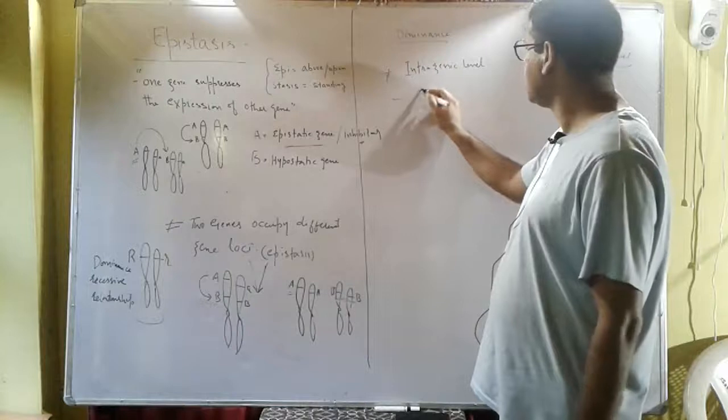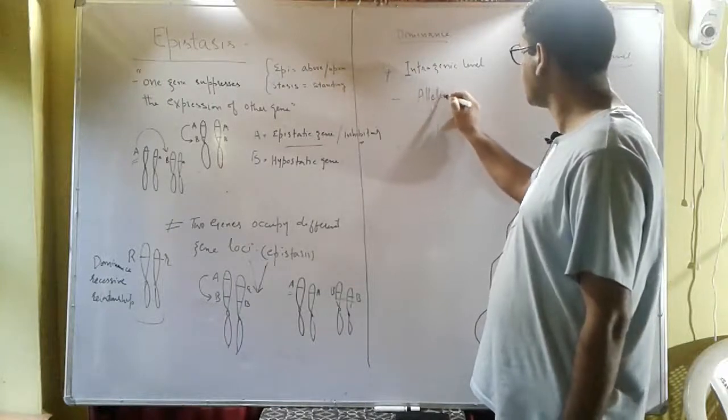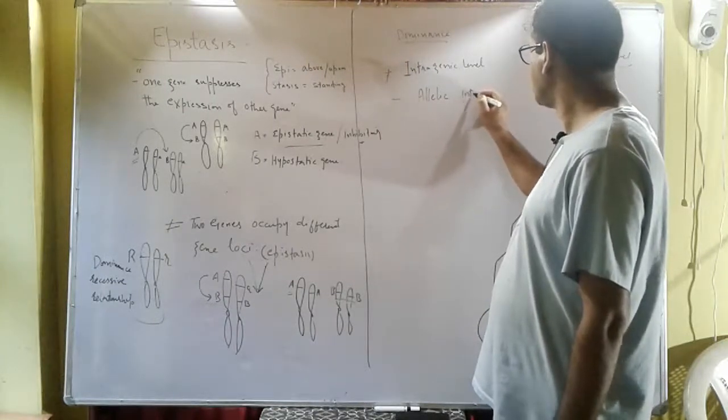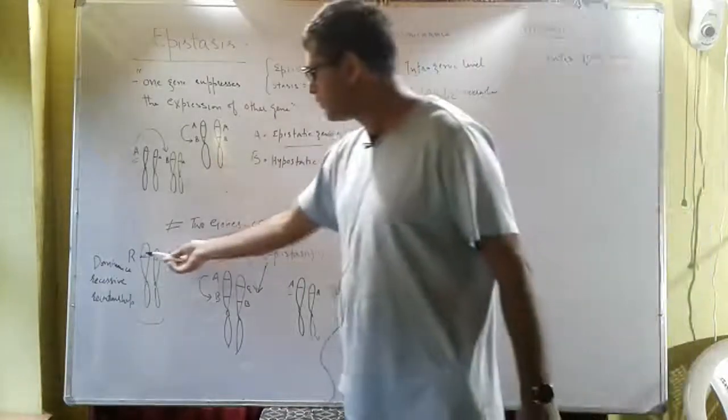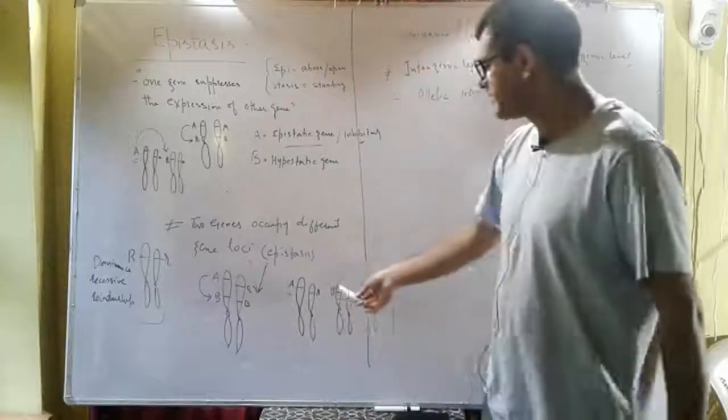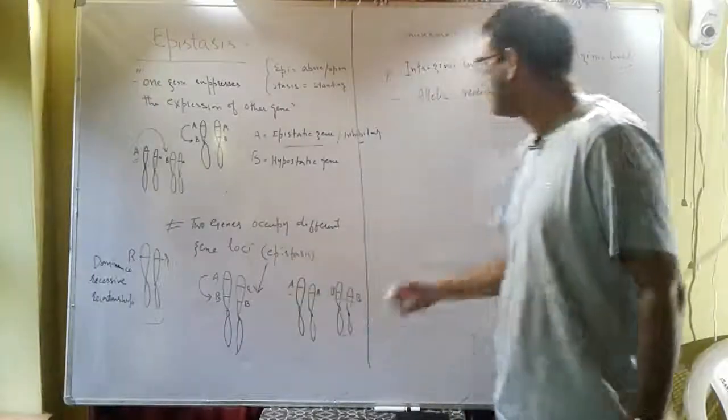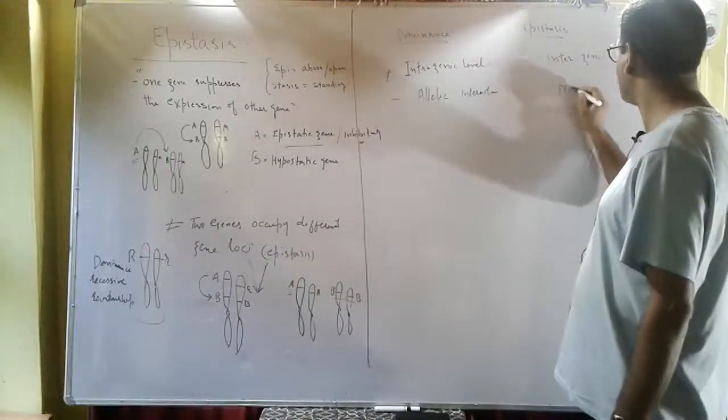Dominance is an allelic interaction. These are two alleles of the same gene. Whereas epistasis is a non-allelic interaction.